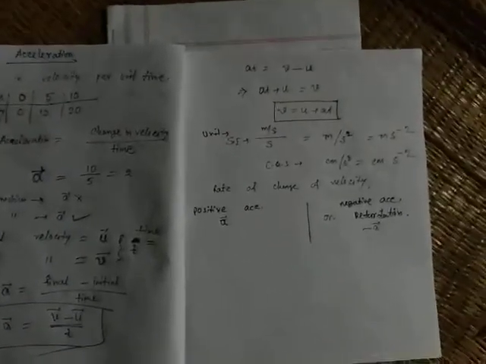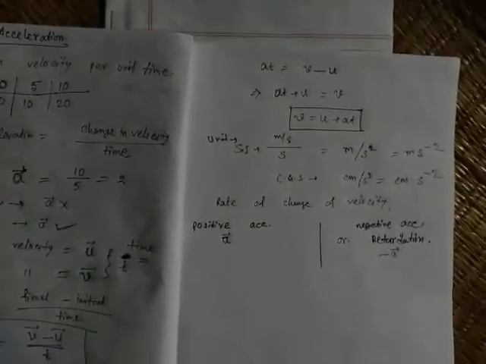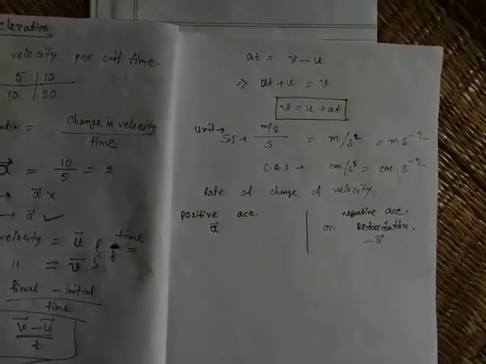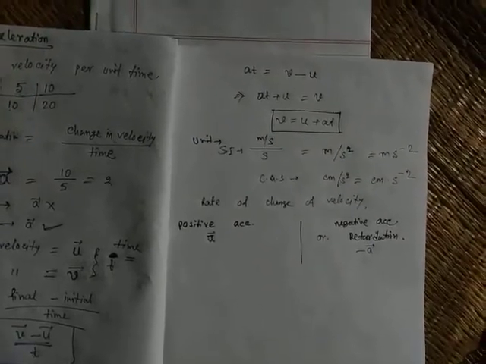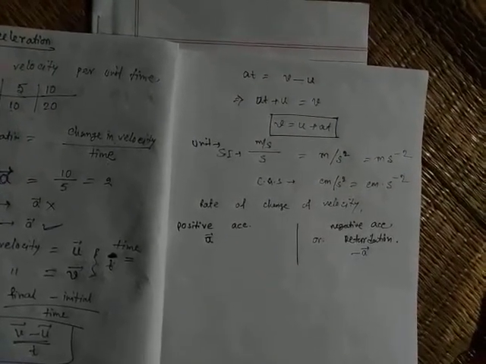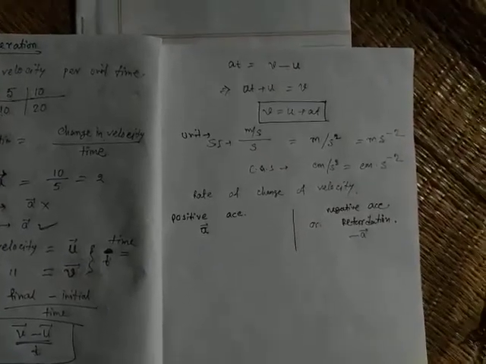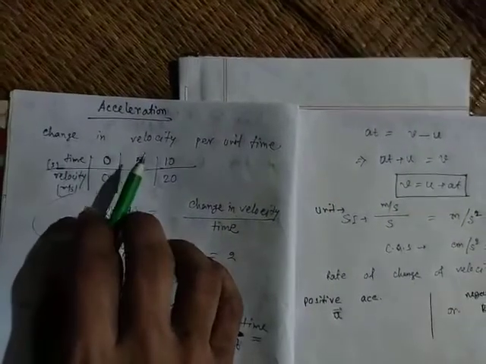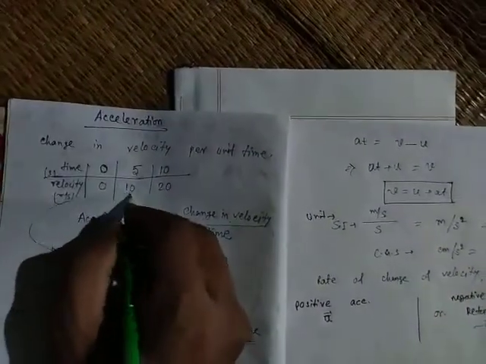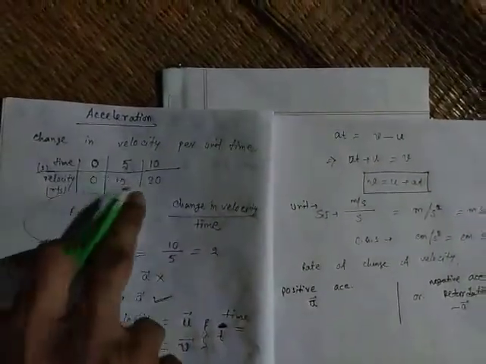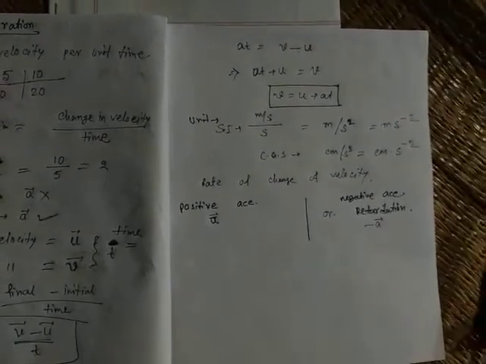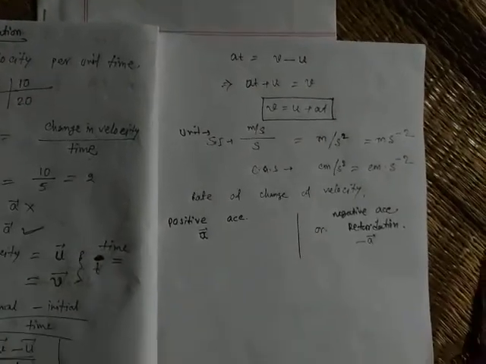First listen to the definition carefully. If the velocity of an object increases with time in the direction of motion, then the acceleration of the body is called positive acceleration. Suppose initially the speed was 0, then at 5 seconds the speed increases to 10, then 20. That means here speed is increasing, so this kind of acceleration is called positive acceleration. That means speed increases with time in the direction of the motion.